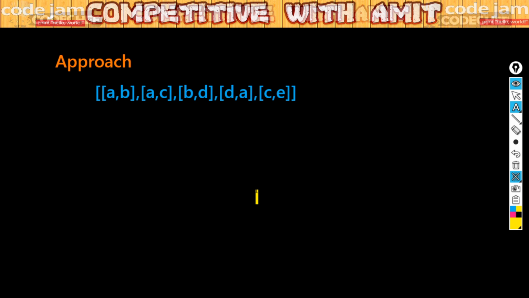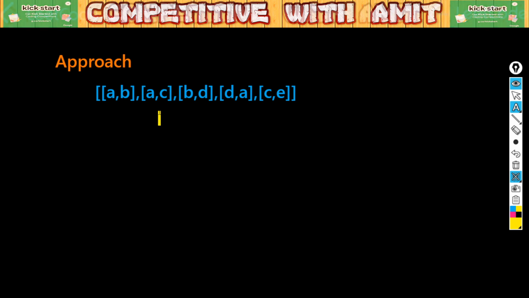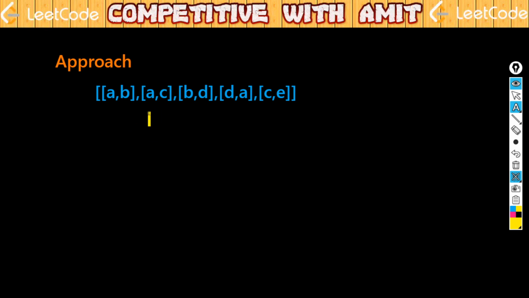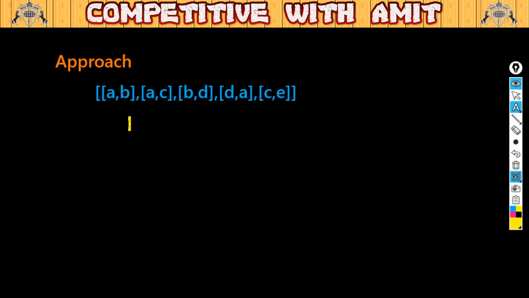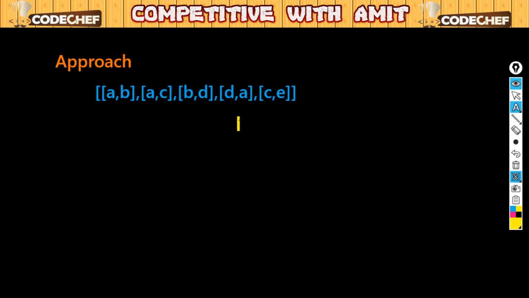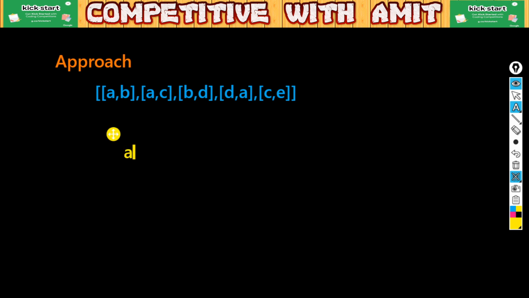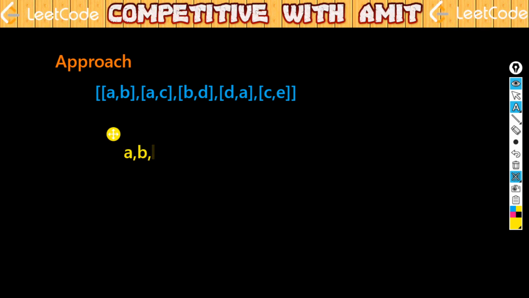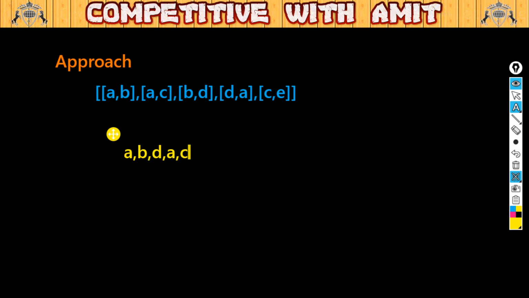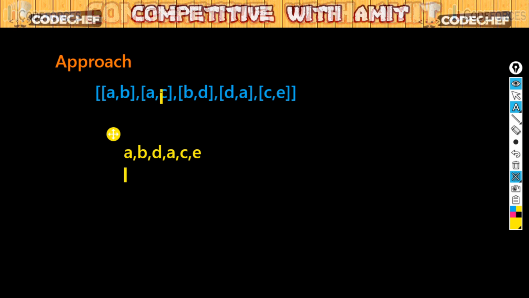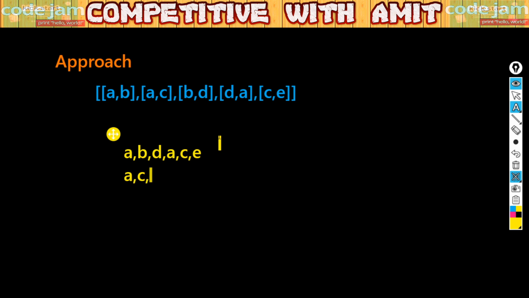Now for understanding the question, we will take this array as an example. First of all, we will write the answers simply. What is a possible answer? We can go from A to B, then B to D, then D to A, then A to C, then C to E. So our first combination is A, B, D, A, C, E. Now we have one more combination, where we can go from A to C, then C to E.